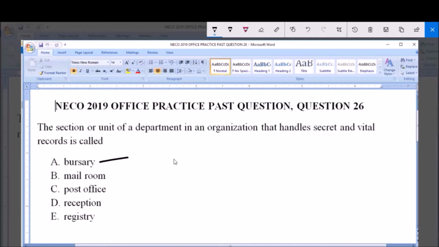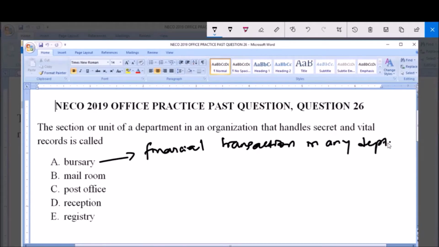Now, a bursary is responsible for all financial transactions in any department. So bursary is concerned with all financial transactions in any department. That is the work of the bursary department or the bursary unit in the department. So the bursary unit is concerned with financial transactions.